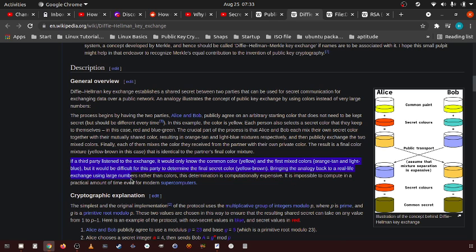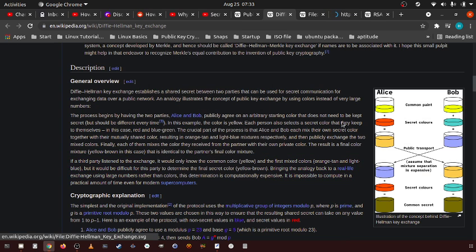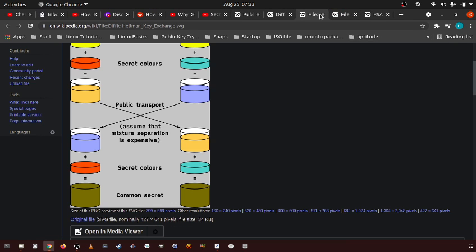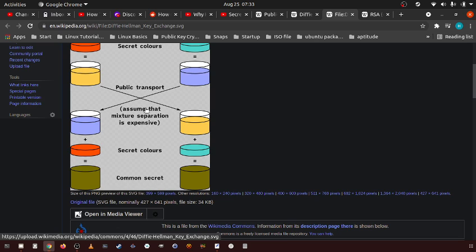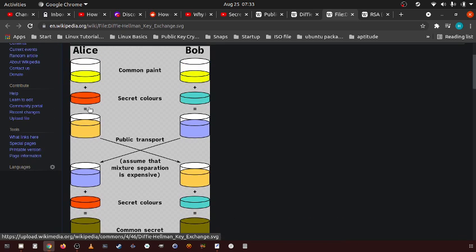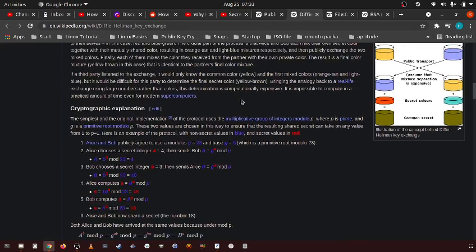It is impossible to compute in a practical amount of time, even for modern supercomputers, right? So basically what they're saying is that if you were to turn this all into math, it's extremely hard and extremely expensive, even for modern-day supercomputers, to turn orange back into red and yellow, or to turn blue back into turquoise and yellow. That's what it's saying. Yes, it can break the math code, but it's extremely, extremely time-consuming and difficult and long.